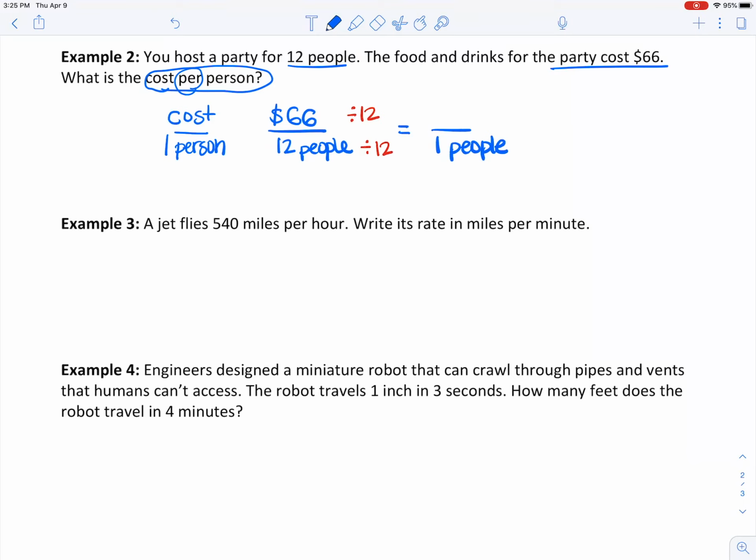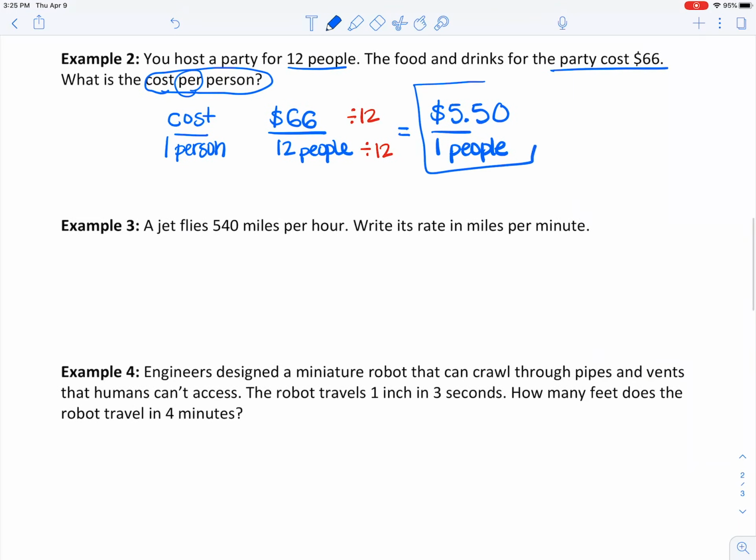And 66 divided by 12, if I do that on a calculator, is 5.5. So keep in mind, we're talking about money here. I would never write 5.5 like that. I would write 5.50 to signify $5.50 per one person.